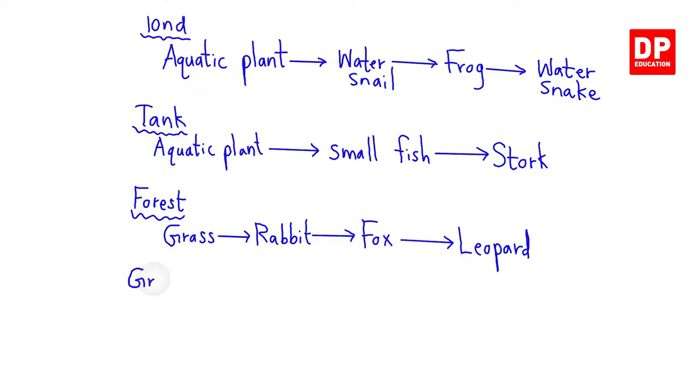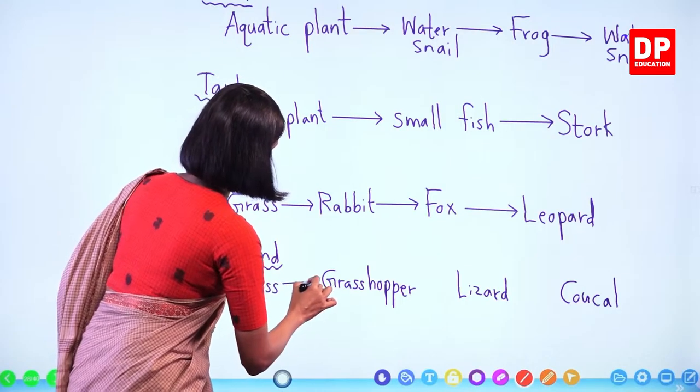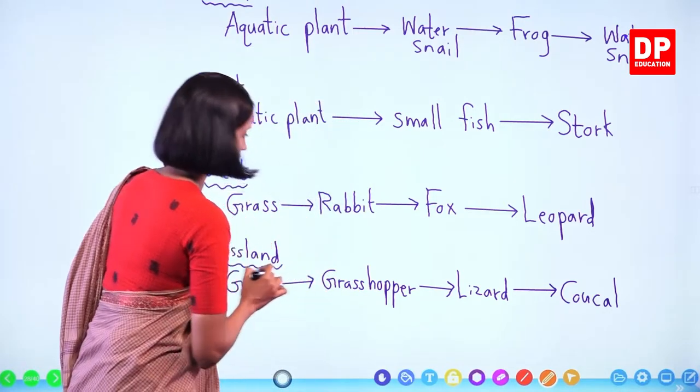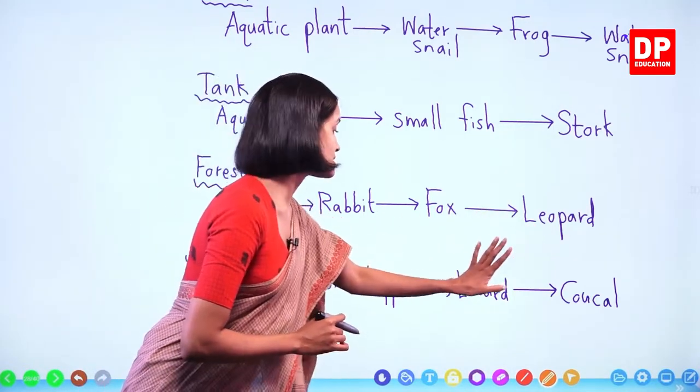Grassland. Grass. Grasshopper, lizard, cuckoo. Right? The grasshopper eats grass, the lizard eats grasshopper, and the cuckoo eats the lizard.